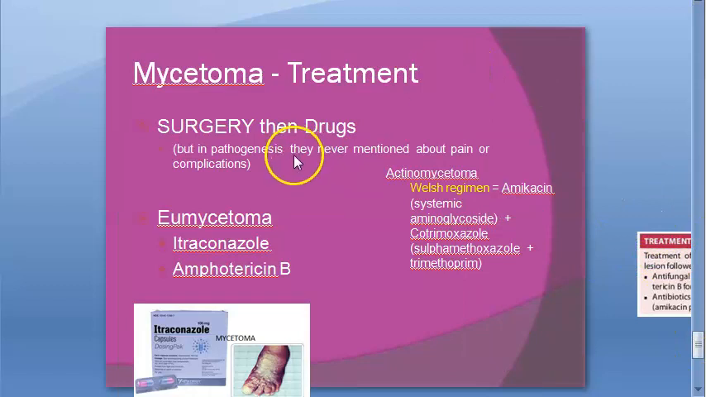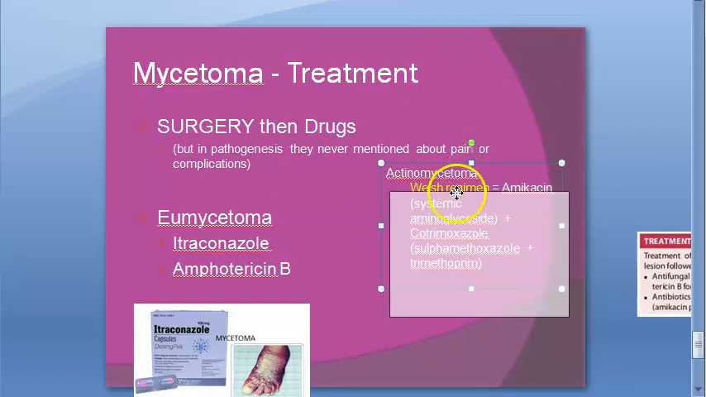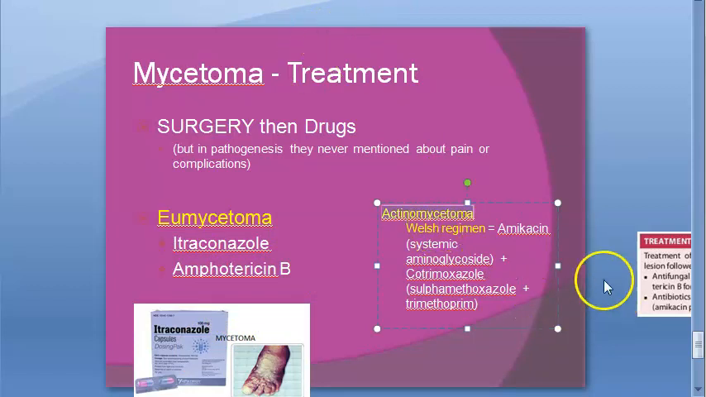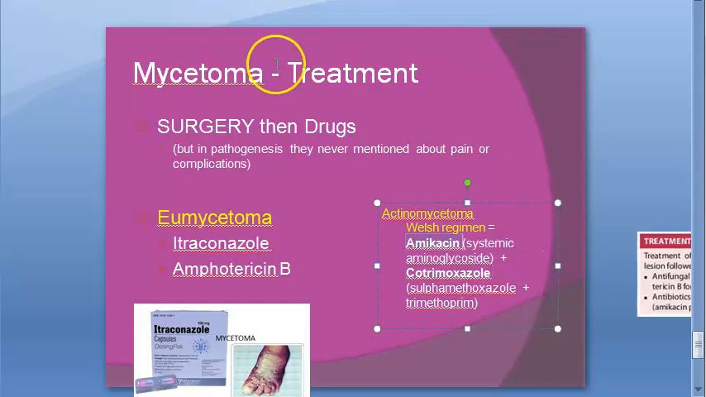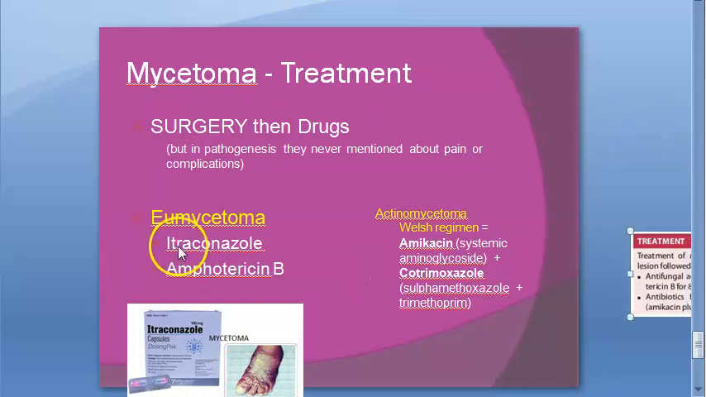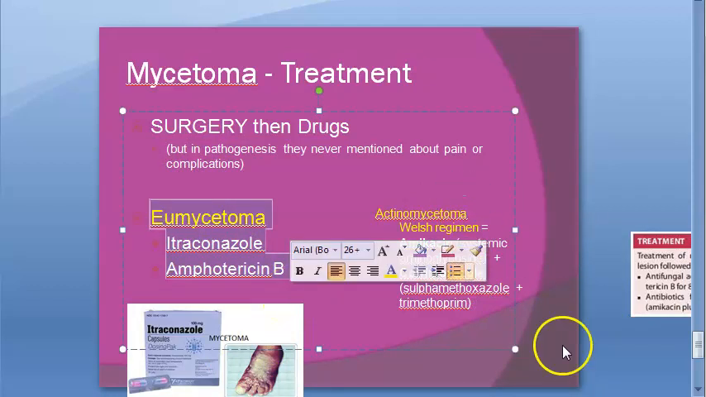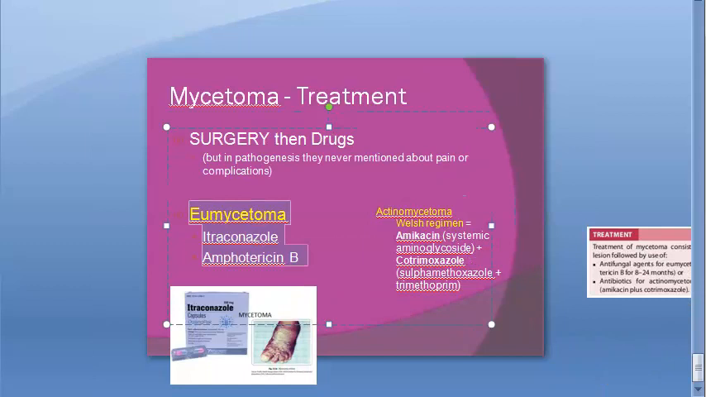So the treatment here, actually they are saying it is surgery. Then you have to start the drugs. If it is Eumycetoma, you can give itraconazole and amphotericin B. These are antifungals. And if it is Actinomycetoma, you can give Welsh regimen. Welsh regimen is nothing but amikacin plus cotrimoxazole. Actually, the treatment goes on for a lot of months. Especially if it is fungus, they will treat it for years. Okay. So that is what we have finished about mycetoma.